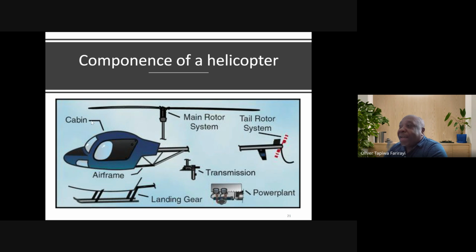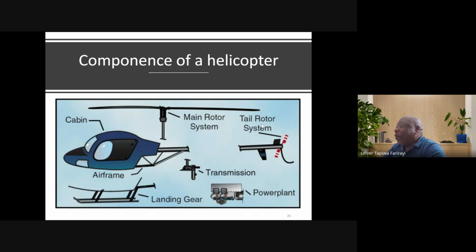So you've got the cabin there. Obviously, you have the airframe as well. Again, look at the design as well. Whether you like it or not, that's how it's designed. Okay. Then you've got the main rotor system here. But again, look at this rotor, the rotor blade. Again, it's designed the same way, as an aerofoil.